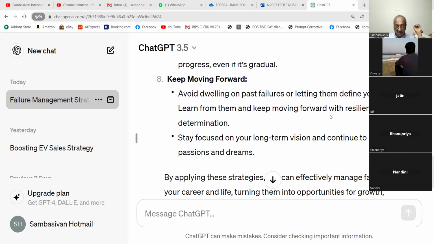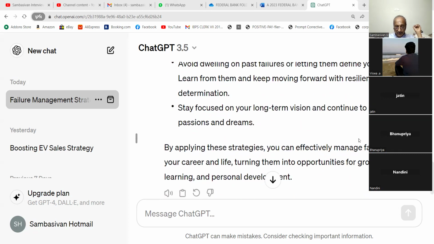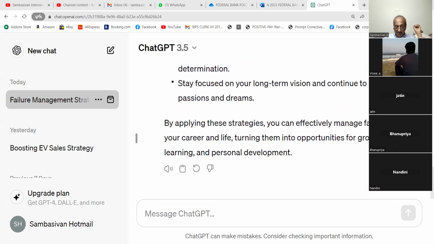Keep moving forward. Avoid dwelling on past failures or letting them define your future. Learn from them and keep moving forward with resilience and determination. Stay focused on your long term vision and continue to pursue your passion and dreams. By applying these strategies, you can effectively manage failures in your career and life, turning them into opportunities for growth, learning, and personal development. Yeah, very good.